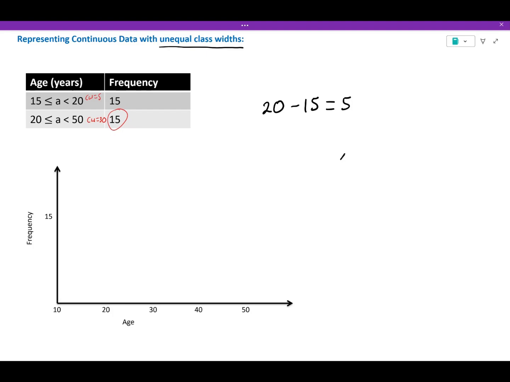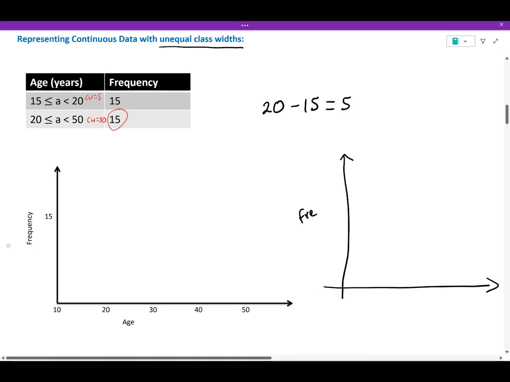We have a couple of options as to how we could approach that. If I draw another axis over here, we could put our frequency on our y-axis, and then on our x-axis, what we could do is just state our classes. We've got 15 to 20, so down here I might write 15 to 20. And then over here, somewhere on the right, I might write 20 to 50, which is my other class. And then what you might try and do is draw a bar for each.